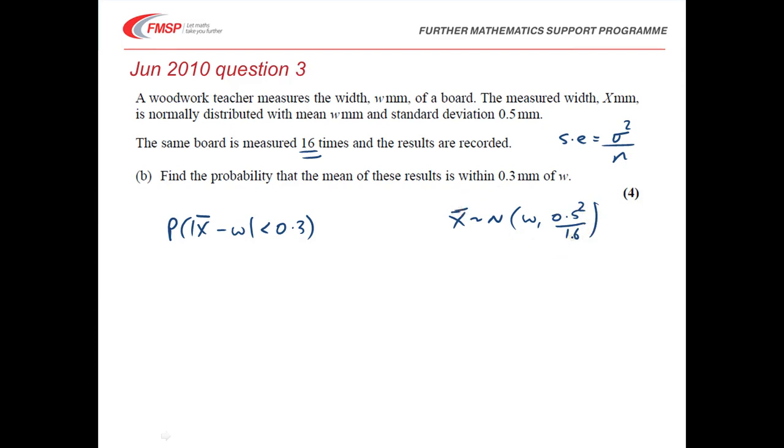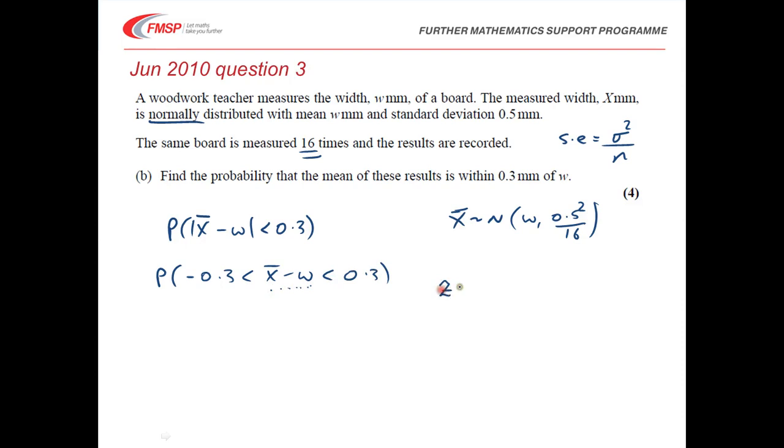Okay, we're not using central limit theorem here because we are told that it's normally distributed. Okay, you only use the central limit theorem if you don't know that you're normally distributed. Okay, so we're going to do exactly the same idea here. So this is the probability of being between minus 0.3 and 0.3, and again we're going to standardize, but again we're standardizing x bar minus W.